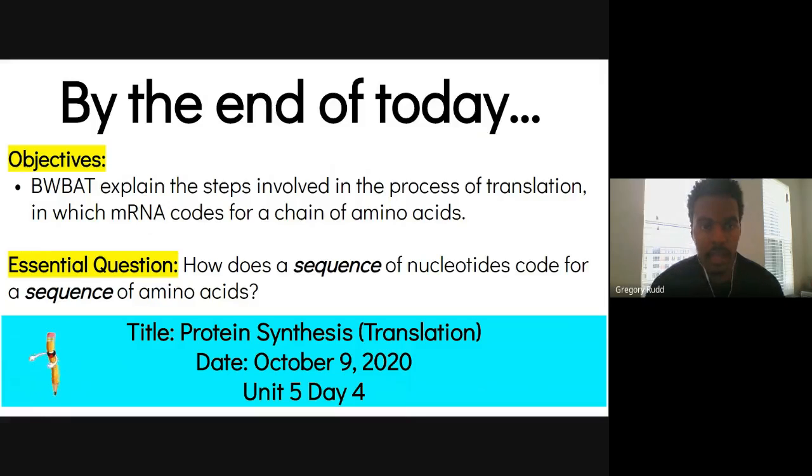Our objective for the day: biologists will be able to explain the steps involved in the process of translation, in which mRNA codes for a chain of amino acids. The essential question: how does a sequence of nucleotides code for a sequence of amino acids? So what you'll see is that I've italicized and bolded the word sequence for a very important reason. And that's, again, structure determines function. In this case, sequence is structure. So if I change the sequence, I'm going to change the function. We'll talk more about that later in the unit.